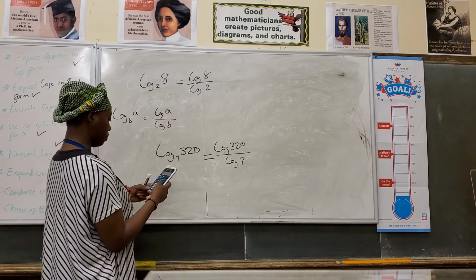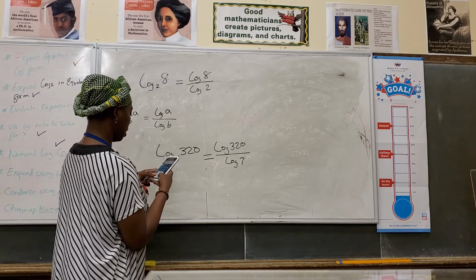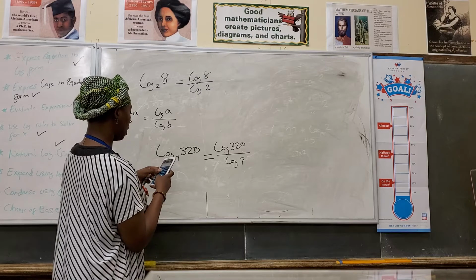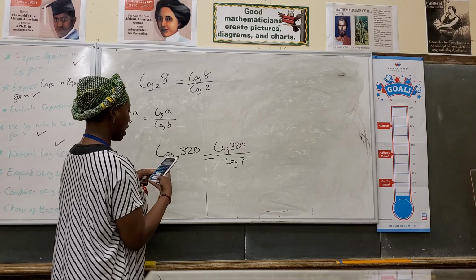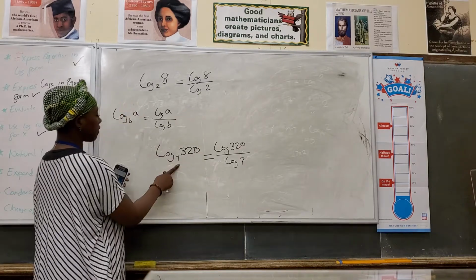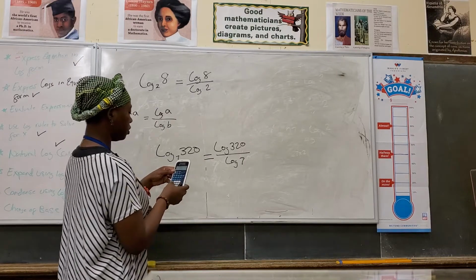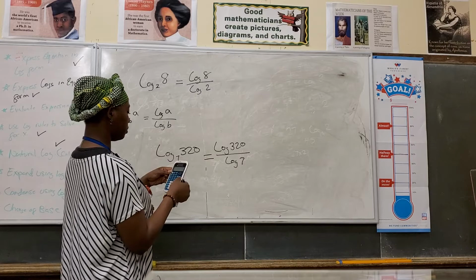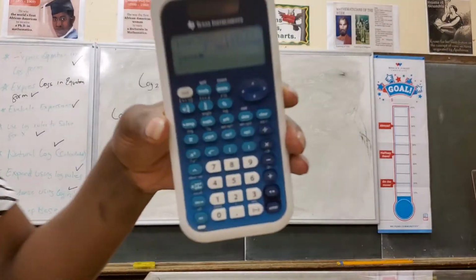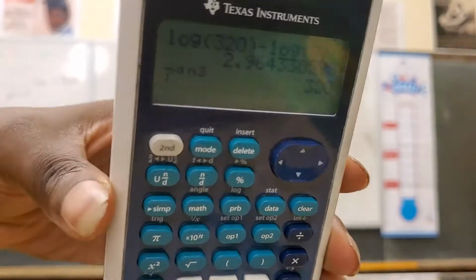So right now, I have log of 320 divided by log of 7, and you can try it yourself. And I'm going to get an answer. The answer is 2.96433 and so on. So that means 7 raised to this power should give us 320. So I'm going to say 7 raised to the power of the answer that I got. Let's show you. 7 raised to the power of the answer that I got. Enter. 320.